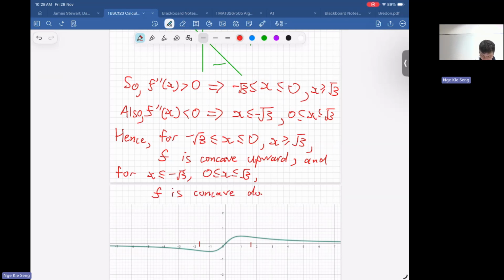Okay, so let's see whether this graph fits your description or not. There are two parts that are concave upward, meaning the graph is on top of your tangent line, and there are another two parts that are concave downward, meaning the graph is below your tangent line. Okay, so we have this graph on our hand here. So this part is concave upward. Let's see if it fits or not.